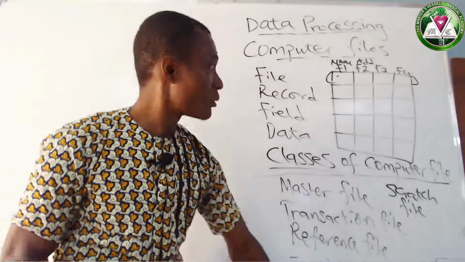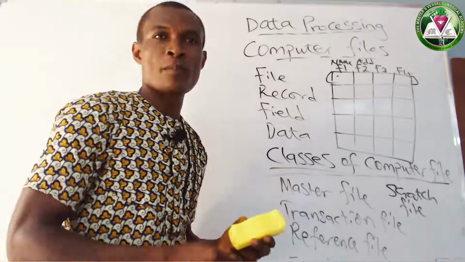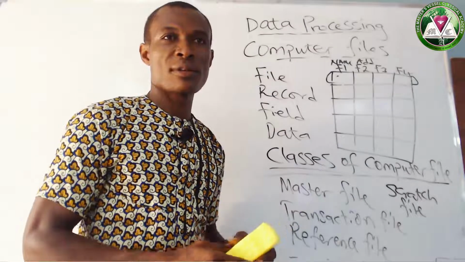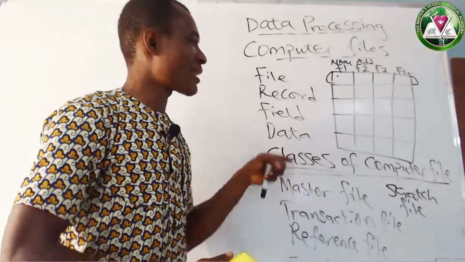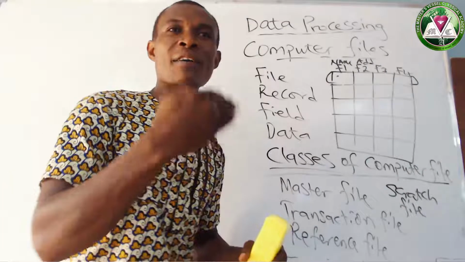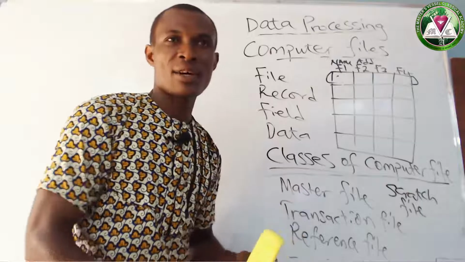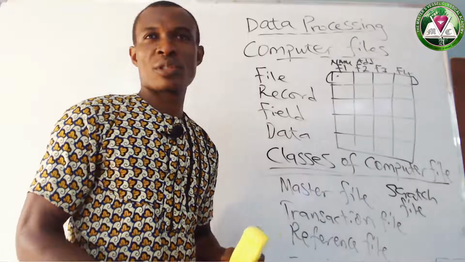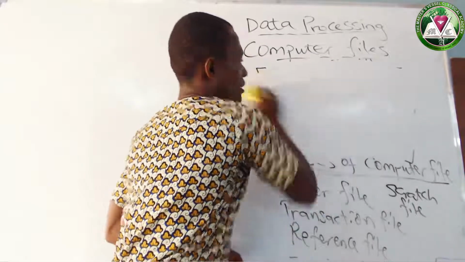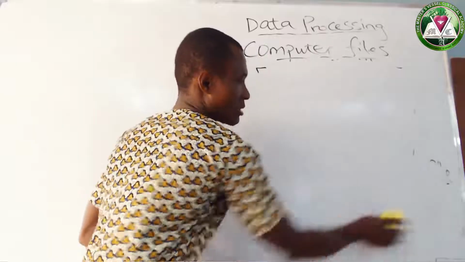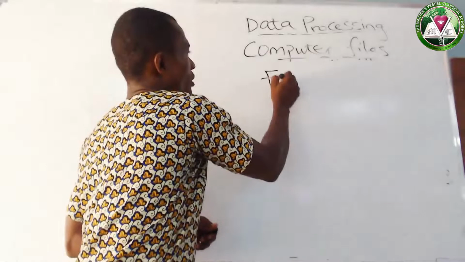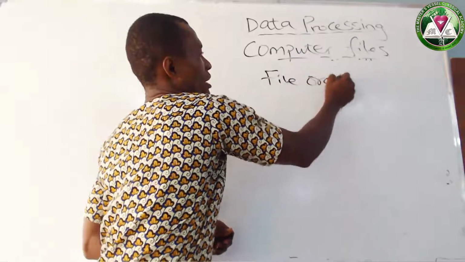Okay, now I will take you to types of file organization. Remember, this is classes of computer files. Now we are going to look at the way these computer files are organized, are stored in storage devices. So we are going to look at types of file organization.